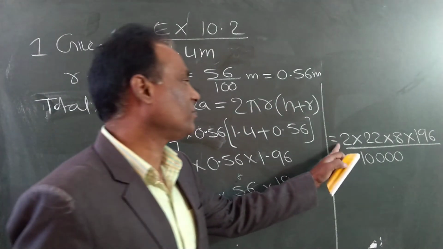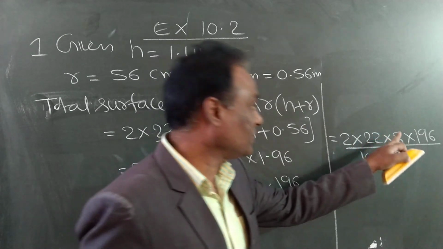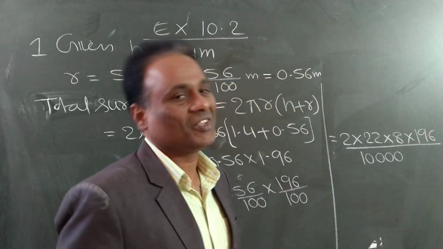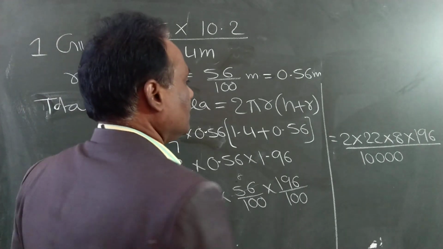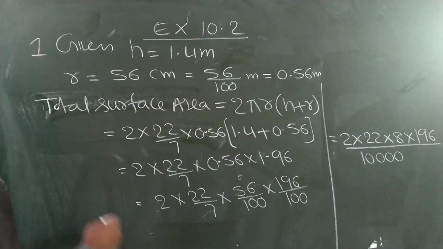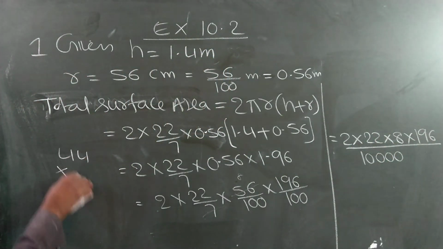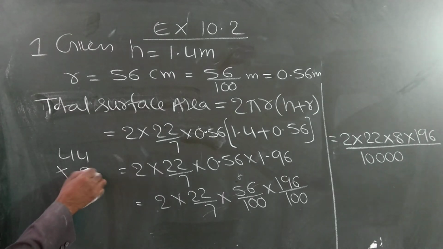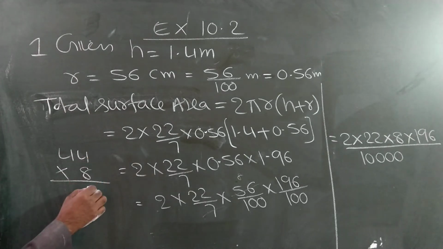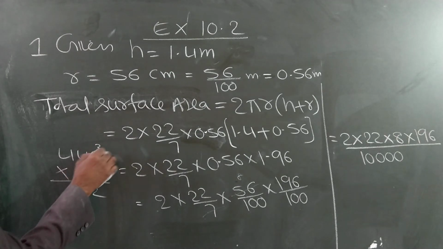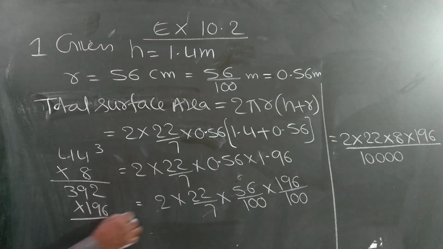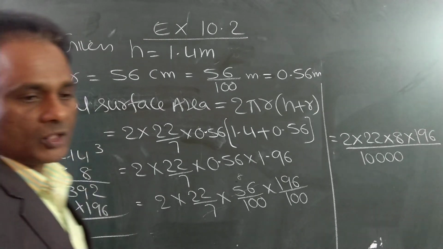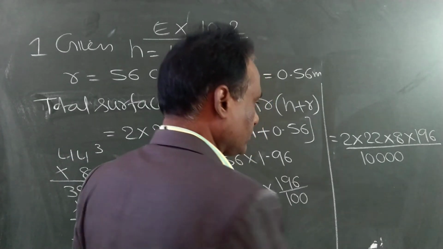Students, now you multiply 2 into 22 into 8 into 196. You multiply and that is the answer. Do it. 2 into 22 is 44, into 8, into 196. Do it, students. Do it and write the answer.